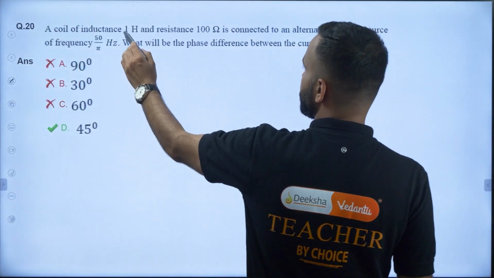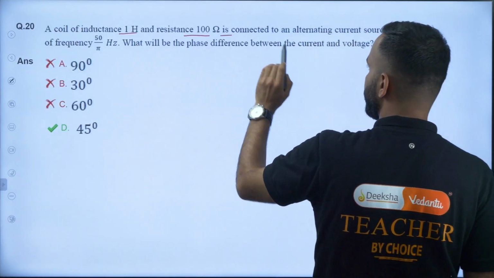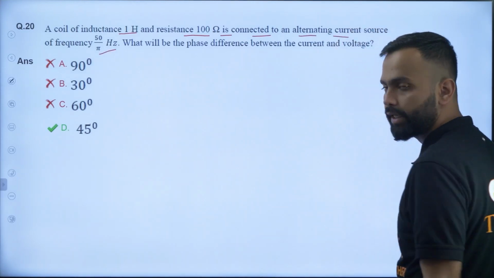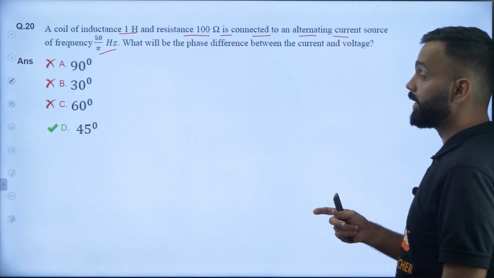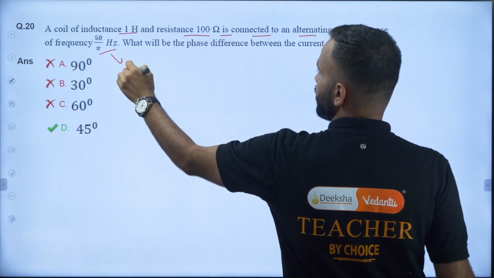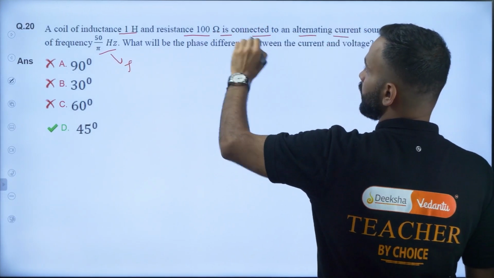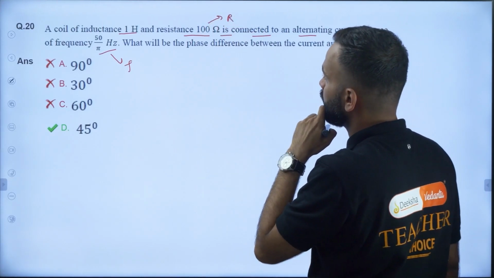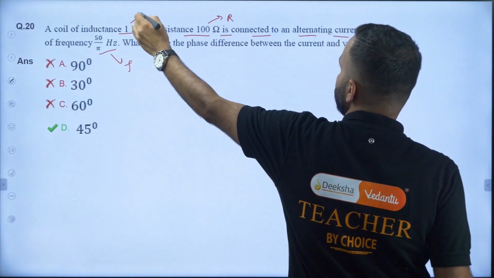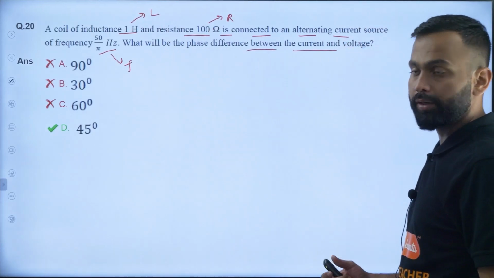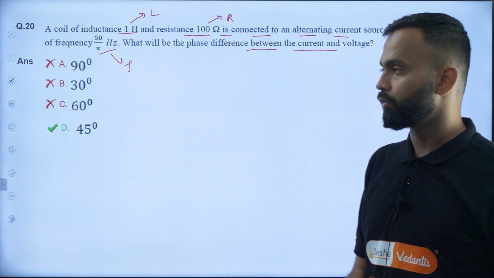A coil of inductance 1 Henry and resistance 100 ohm is connected to an alternating current source of frequency 50 divided by pi hertz. Okay, so the frequency is 50 by pi, and then R is 100 ohm. Here L is 1 Henry. What will be the phase difference between the current and voltage? Okay, we need to find the phase difference between current and voltage.